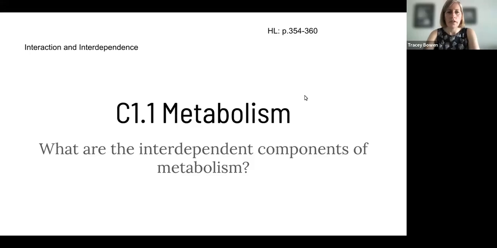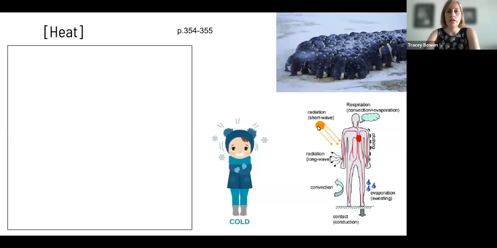Hey all, today we are going to be looking at HL content C1.1 for metabolism, and we're going to be looking at the interdependent components of metabolism. Our theme here is interaction and interdependence: the interaction related to enzymes, and now the interdependence of how metabolism is connected to those enzymes.